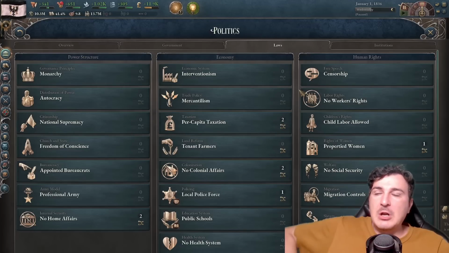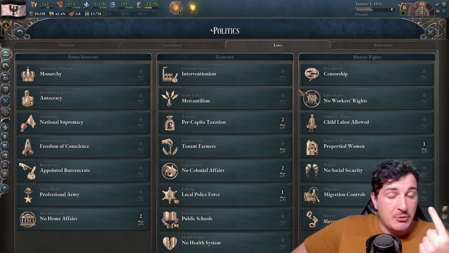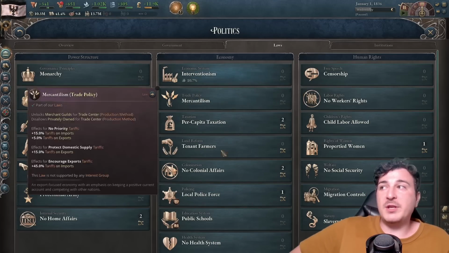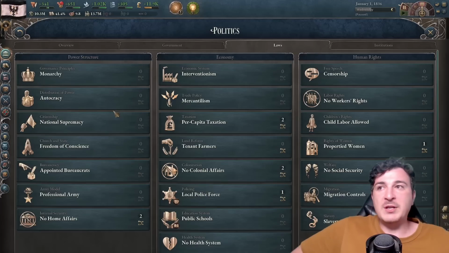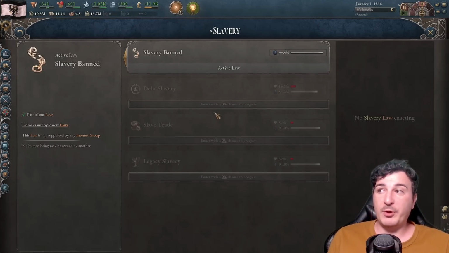Since we did switch to the laws, let's talk about this now. We have three types of legislation: human rights, economy, and power structure. Obviously, the more important ones are the economical ones and the power structure ones, but human rights also come into play later down in the campaign, with the exception of slavery. This is extremely important from day one, of course.